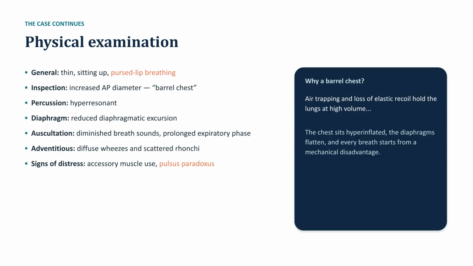Physical examination confirms significant signs of obstruction. We observe pursed lip breathing, a barrel chest, and hyperresonance. These are indicators of hyperinflated lungs, where air trapping forces the diaphragm into a mechanically disadvantaged position, significantly increasing the work of breathing.